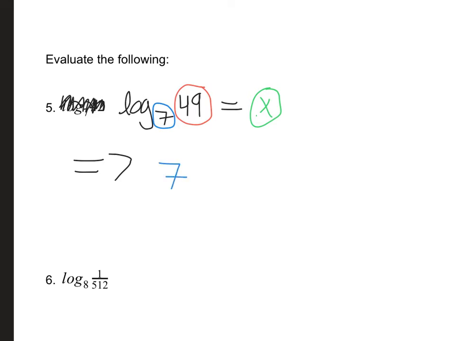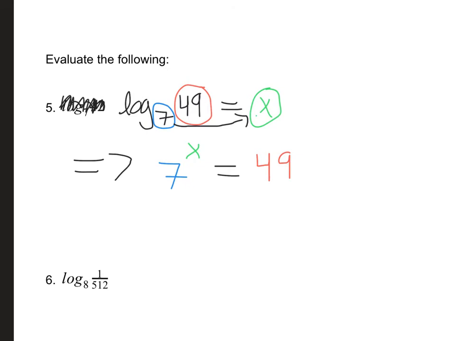And remember, that base is being raised to the power over here, so it's 7 to the x power, and that's going to equal our 49 that's over here. Now this becomes a thing of just asking yourself, 7 to the what power gives me 49? So 7 raised to what power gives me 49? This one's pretty simple. Hopefully we know that 7 squared is 49, right?